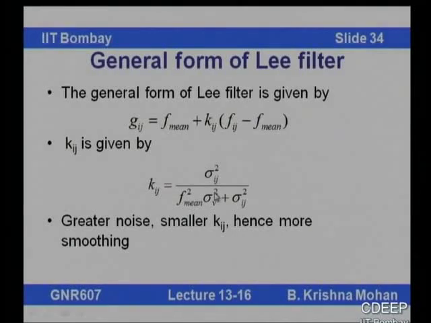Sigma v square is the noise variance over the entire image, because we cannot determine how much noise is present within a window, right. So, the noise variance is determined looking at a homogeneous area where the image is nearly of constant intensity, and whatever variance you measure there is attributed to noise. Now, there is another way possible if you are unable to find a homogeneous area.